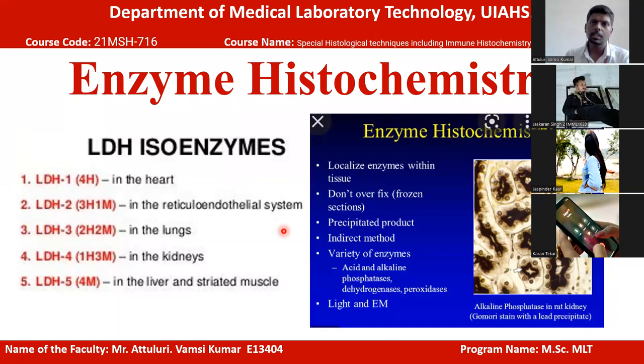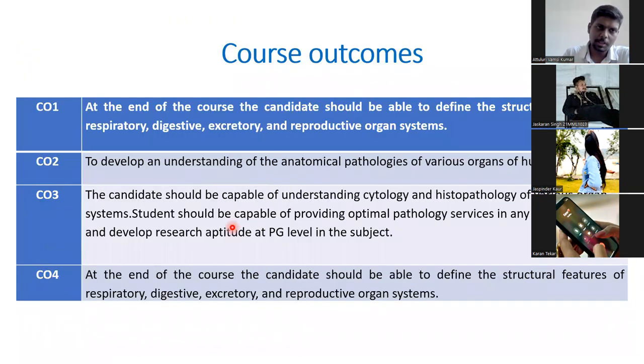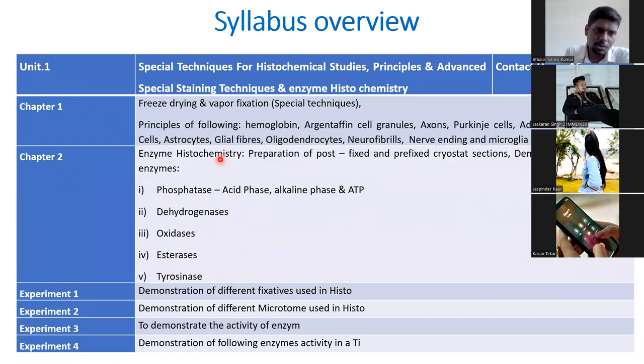So the subject is special histotechnics, and the subject code is 21MSK716. And currently we are studying about enzyme histochemistry. Okay, enzyme histochemistry. So coming to your syllabus, in unit one we have two important topics.